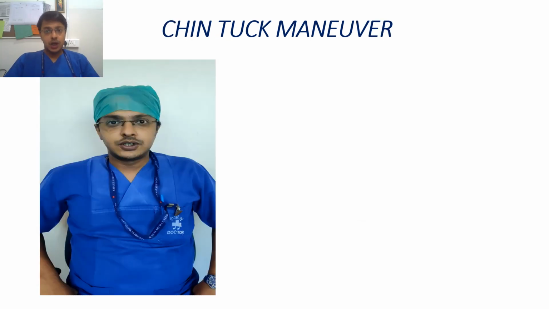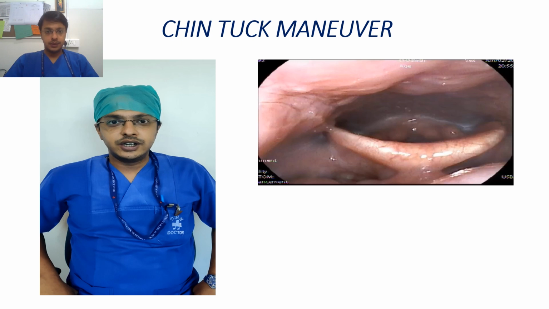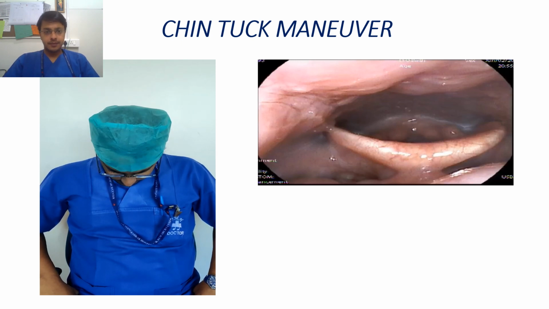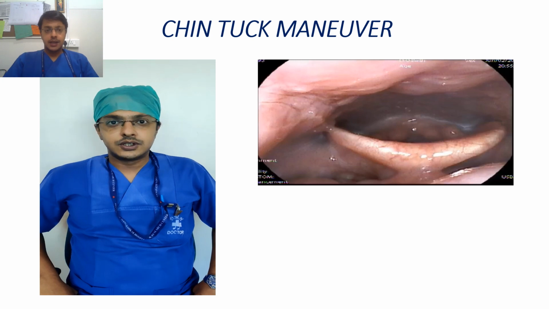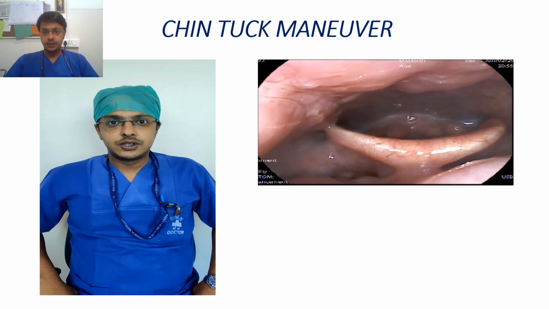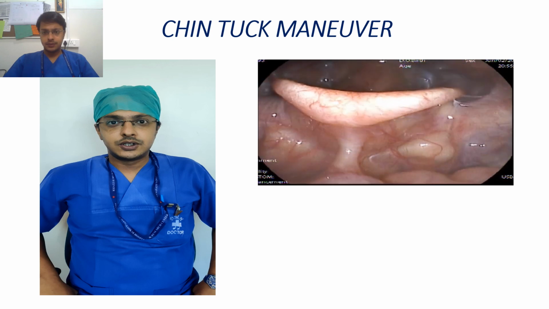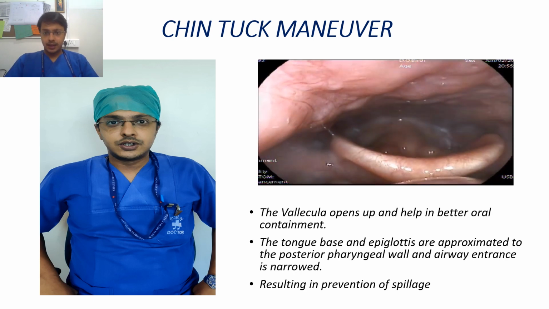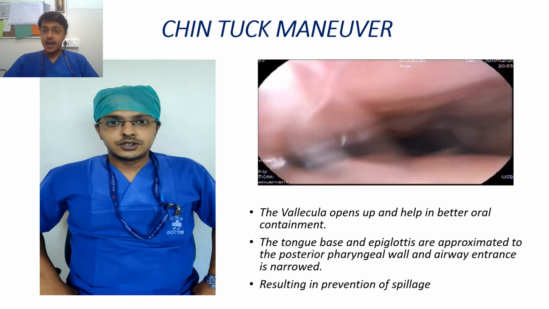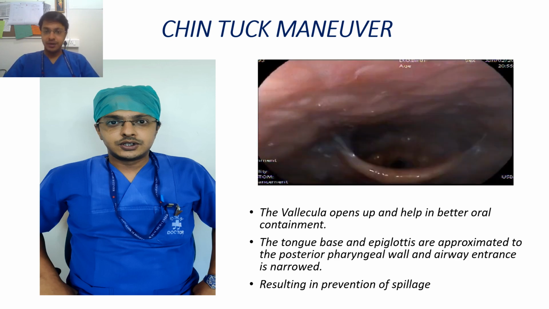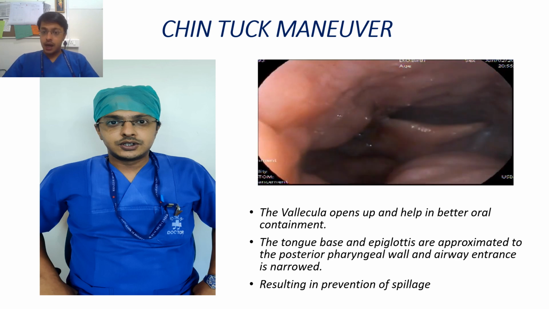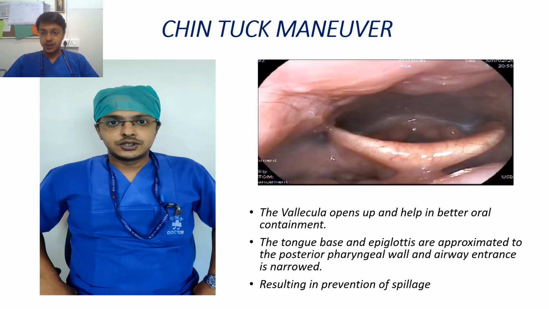The first one being a chin tuck maneuver. Chin tuck. The chin is touched to the chest while swallowing, and what it does is, we can see that it opens up the valvula and helps in better oral containment, hence preventing spillage. The tongue base and epiglottis are approximated to the posterior pharyngeal wall and the airway is narrowed, decreasing the risk of penetration and aspiration.